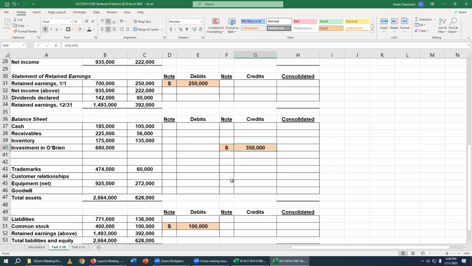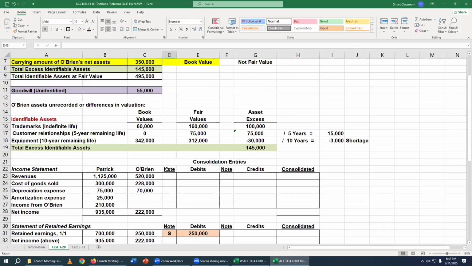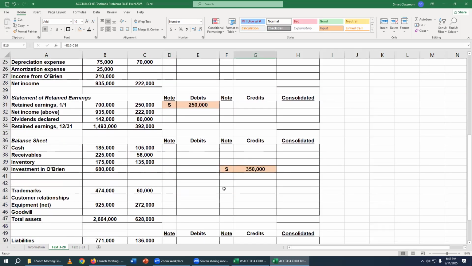Okay, assets is going to get a little crazy here. Let's see here. Assets. Well, these are all in wacky order. Okay, let's see. Trademarks. The excess is 100,000. Customer relationships, it was 75,000.